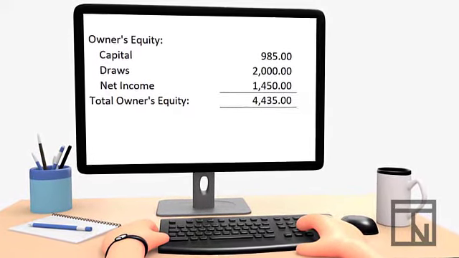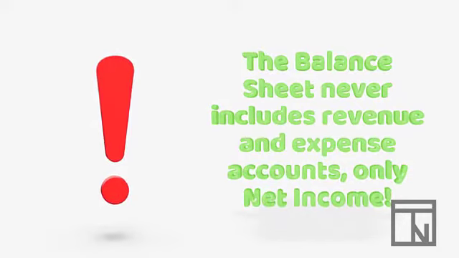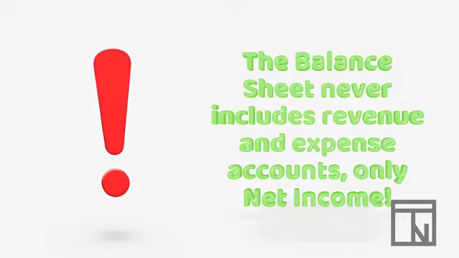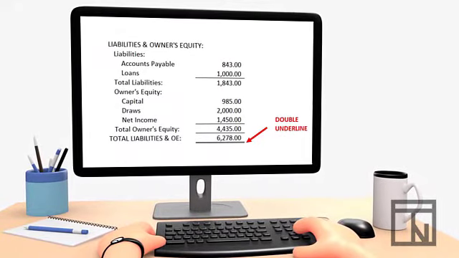In order for the balance sheet to balance, the owner's equity must also include net income. Note that it never includes the revenue and expense accounts. These are included in the income statement. We just summarize them on the balance sheet by reporting net income. Once the accounts in owner's equity are recorded, they are subtotaled as well.